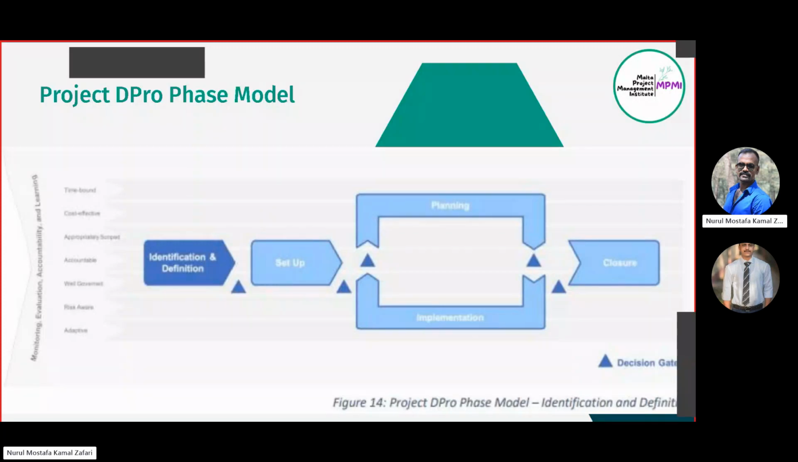During each phase of the project DPRO phase model, there is a living process, and the process is the MAL process.